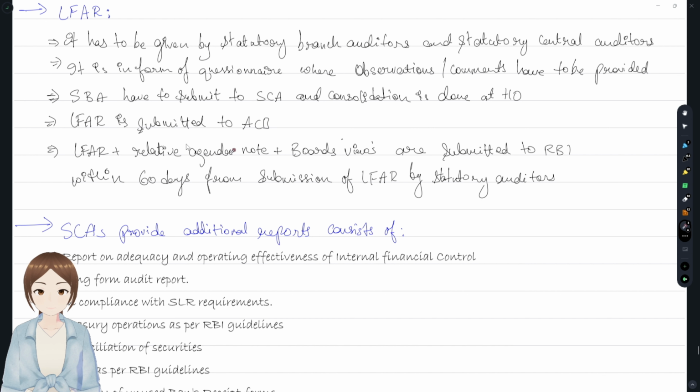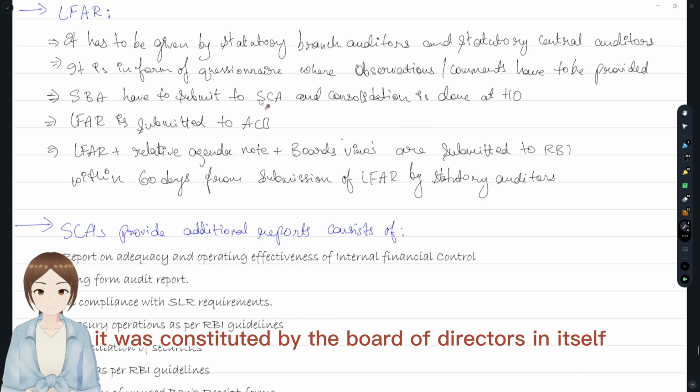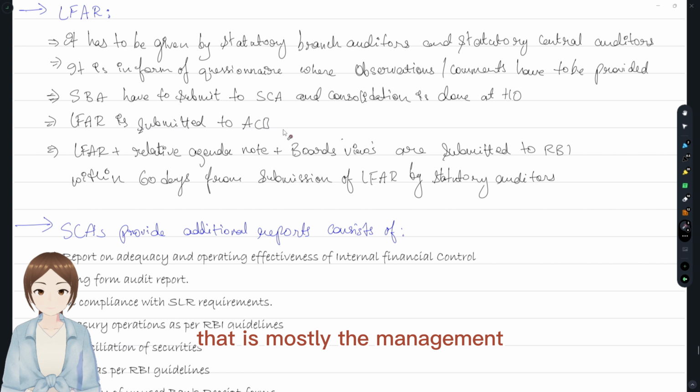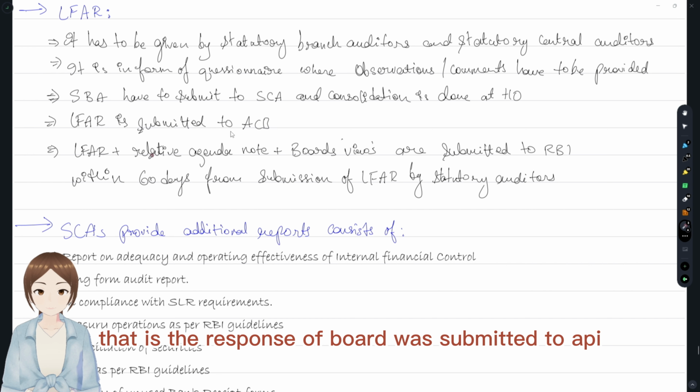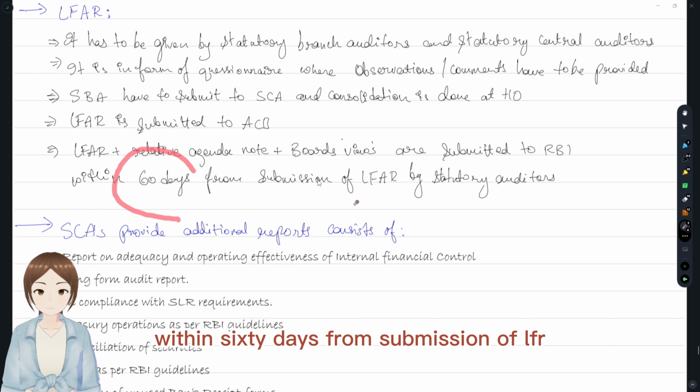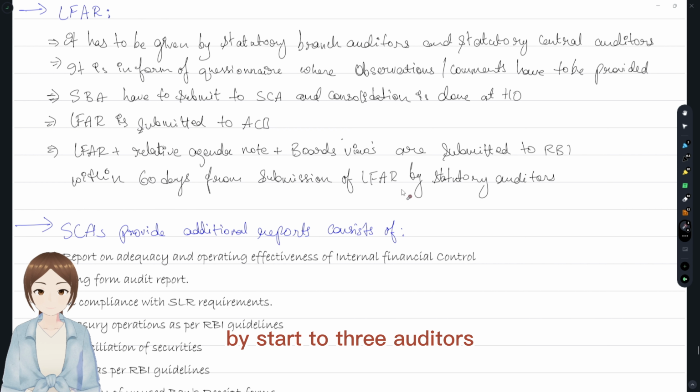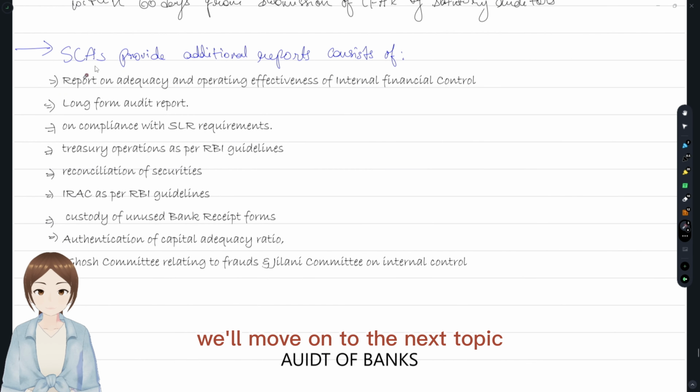LFAR is submitted to the ACB, that is the Audit Committee of the Board. It's a portion of the board of directors, constituted by the board of directors itself, that is mostly the management. LFAR plus any relevant agenda note plus board views are submitted to RBI. That is, the responses of the board are submitted to RBI within how many days? Within 60 days from submission of LFAR by statutory auditors. With that said, we'll move on to the next topic.